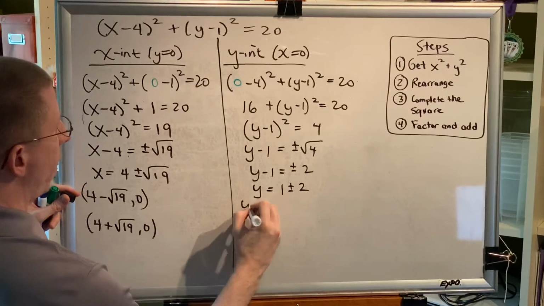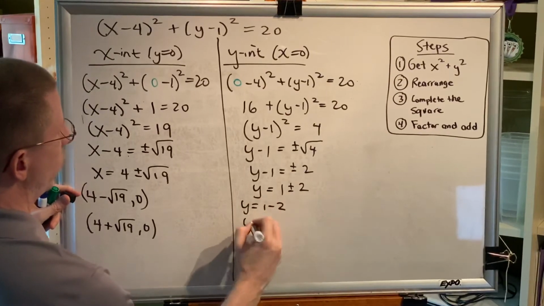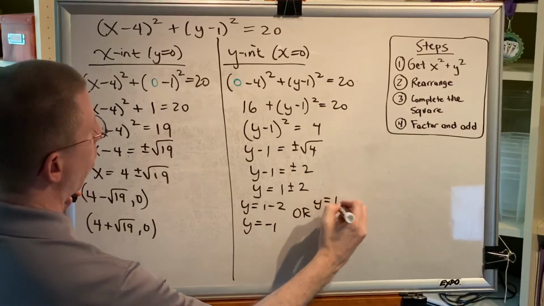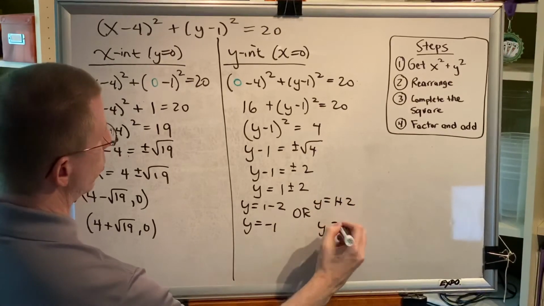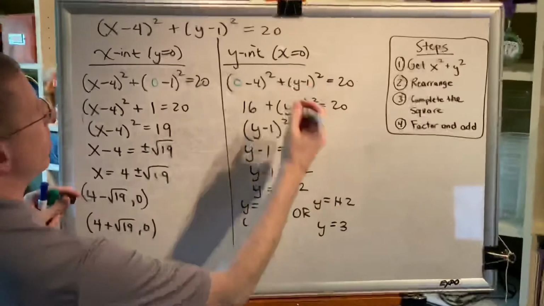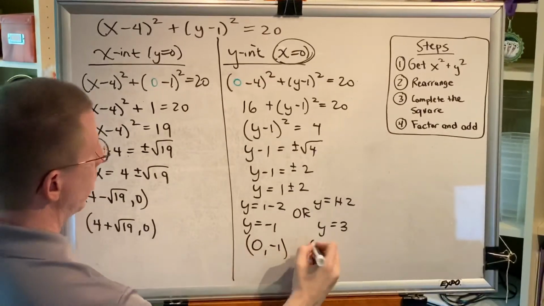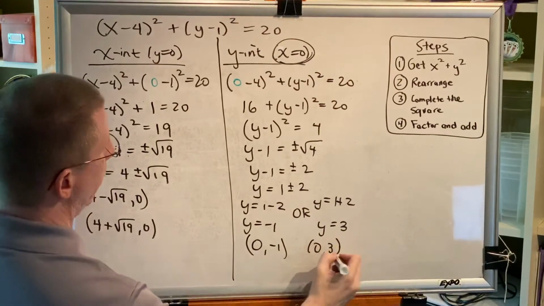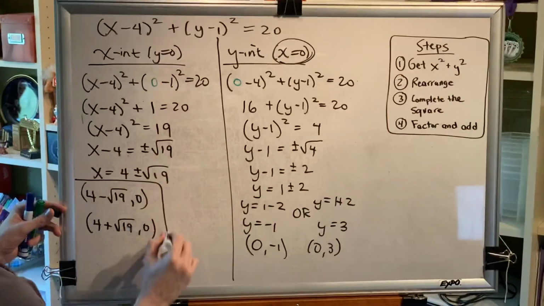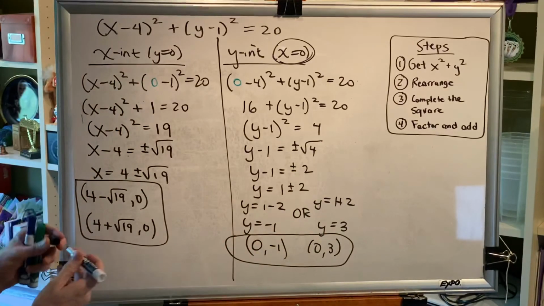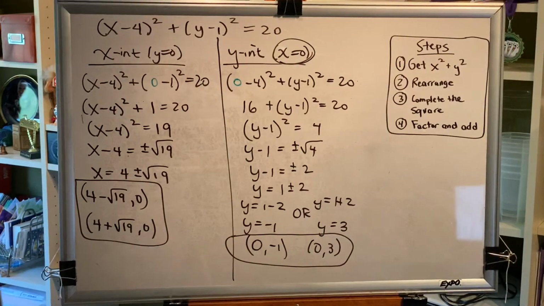So we get y equals 1 minus 2, which is negative 1, or y equals 1 plus 2, which is 3. For both of these, the x value is 0. So we get 0, comma, negative 1, and we get 0, comma, 3. So for this problem, there were 4 intercepts. 2 x-intercepts, and 2 y-intercepts.